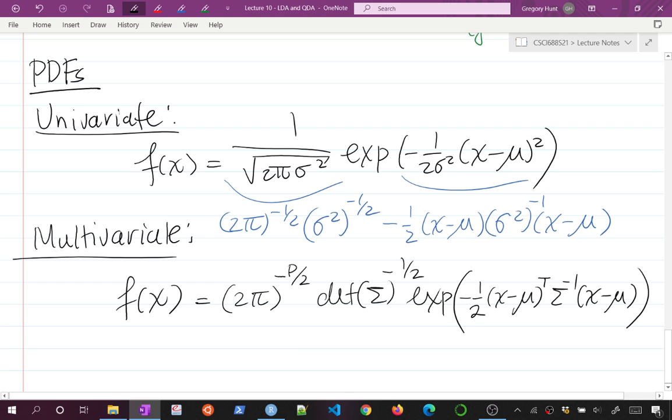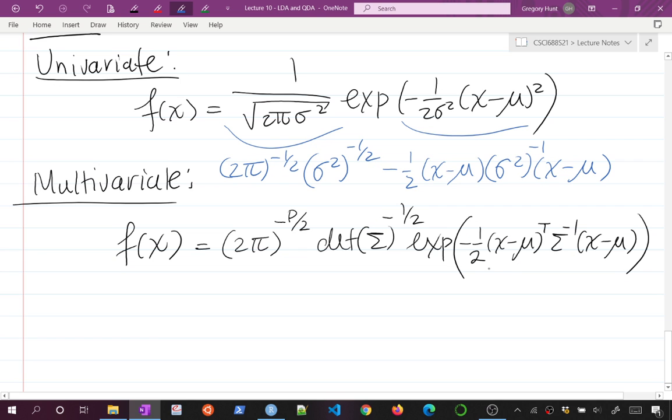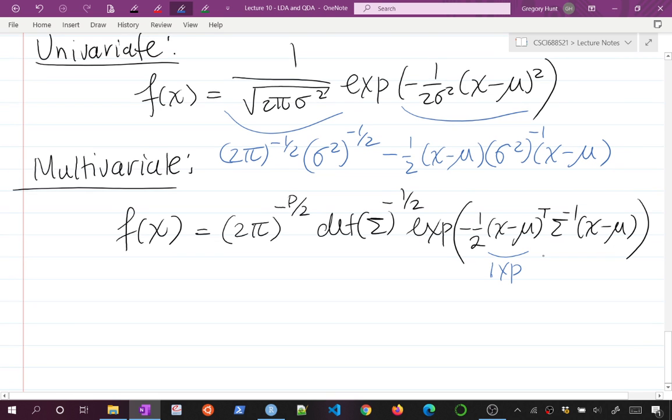And so you can see the kind of symmetry there, where capital sigma, the covariance matrix, plays the role of the univariate variance, sigma squared. And we have to add in some transposes to make sure everything works out. You can think about the dimension of this argument, right? This thing better be just a real number. If x and mu are p by 1, then this transposed thing should be 1 by p, that's right.